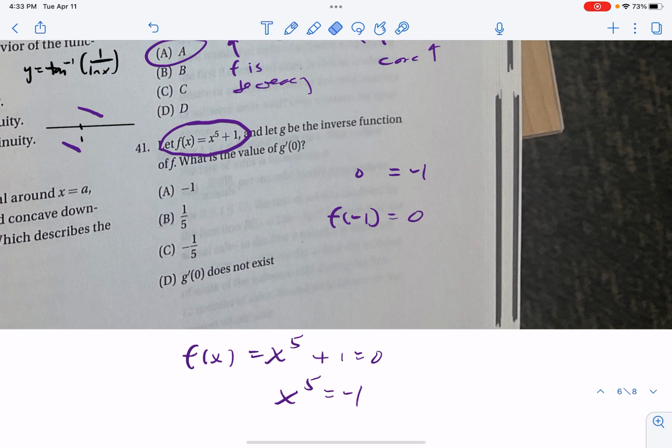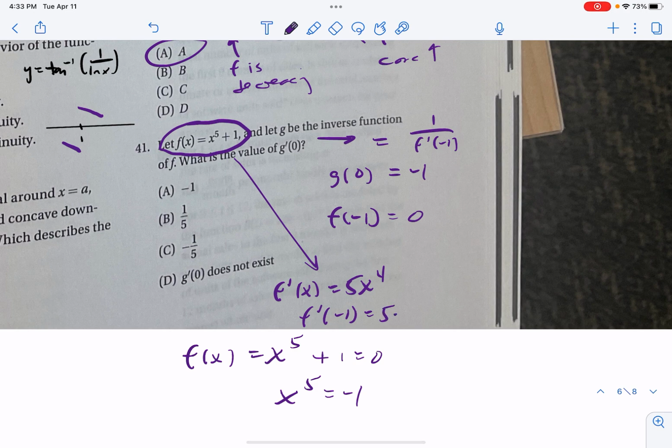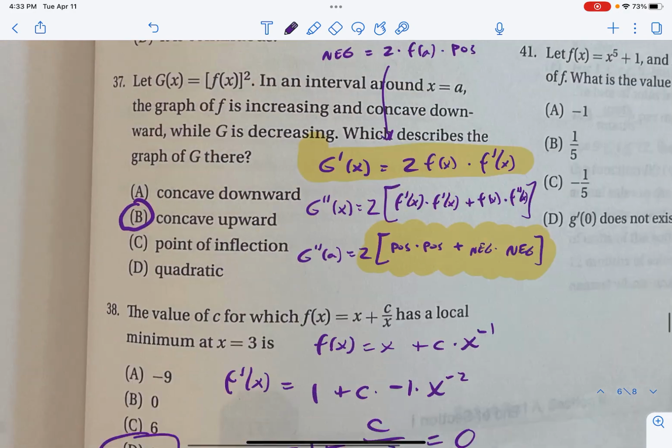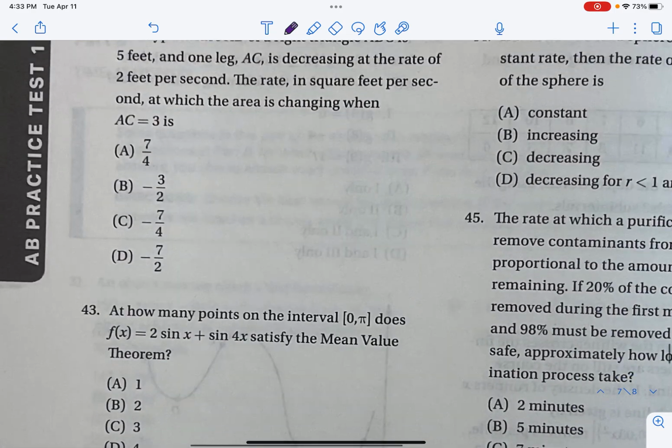So g prime of 0, our rule here is that it is the reciprocal of the derivative of f at the corresponding point. So now we just do a little bit of work. f prime of x is 5x to the 4th. f prime of negative 1 would be 5 times 1, which is 5. So the reciprocal of that is 1/5. 41 is B. Okay, 42.